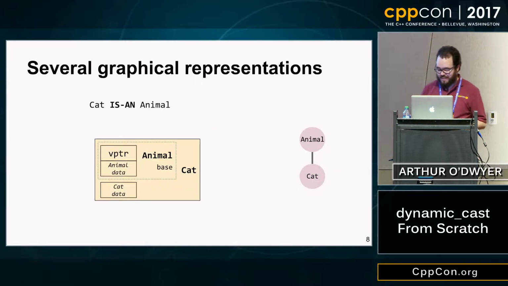All right. So there are several different graphical representations, ways we can represent this idea. One of them is just in speech. I like to say a cat is an animal. Right? Cat inherits from animal. A cat is an animal.